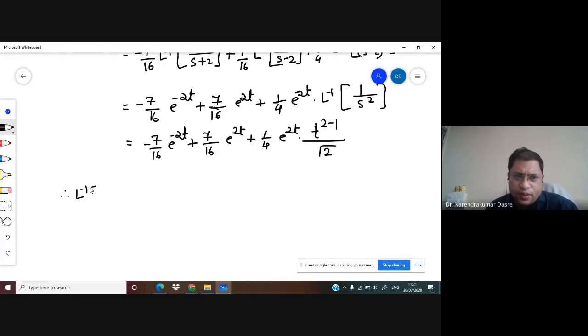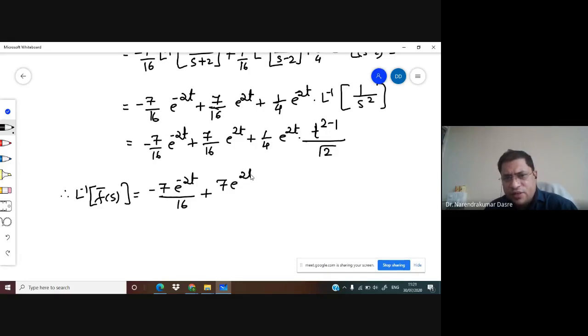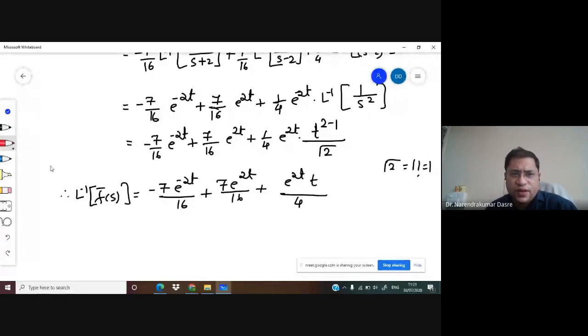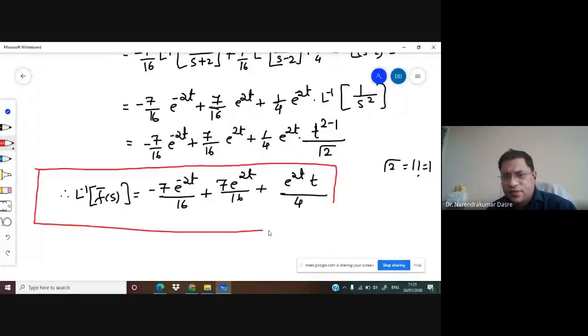So we get here Laplace inverse of f bar of s is equal to minus 7 e raised to minus 2t by 16, plus 7 e raised to 2t by 16, plus e raised to 2t and t upon 1 factorial, which is 1, so we get here 1 into 4 and that's going to be 4. So this way we are able to find the inverse Laplace transform by using the method of partial fractions.